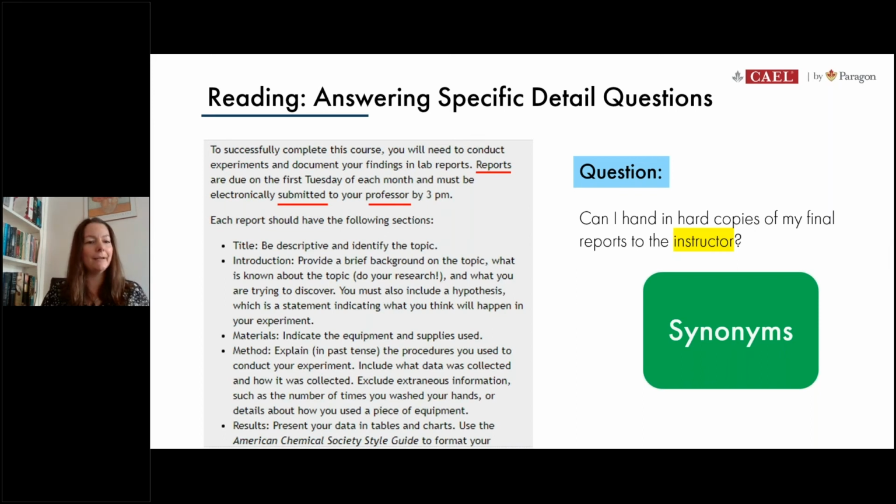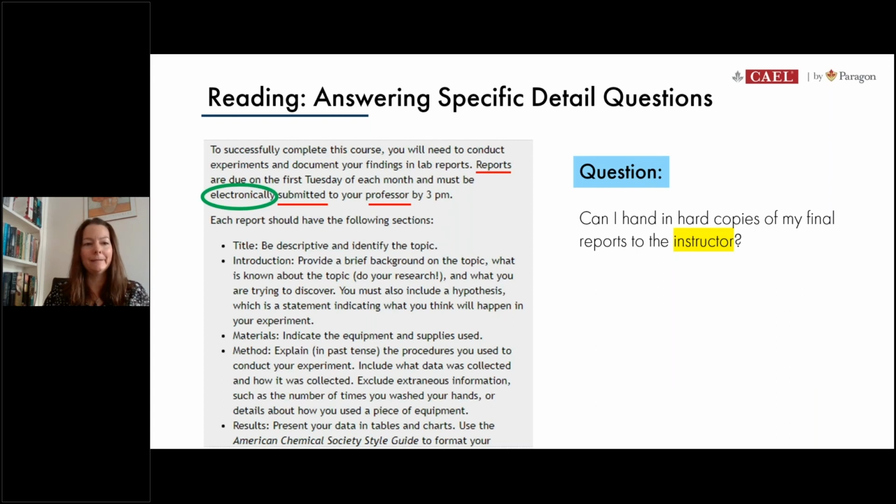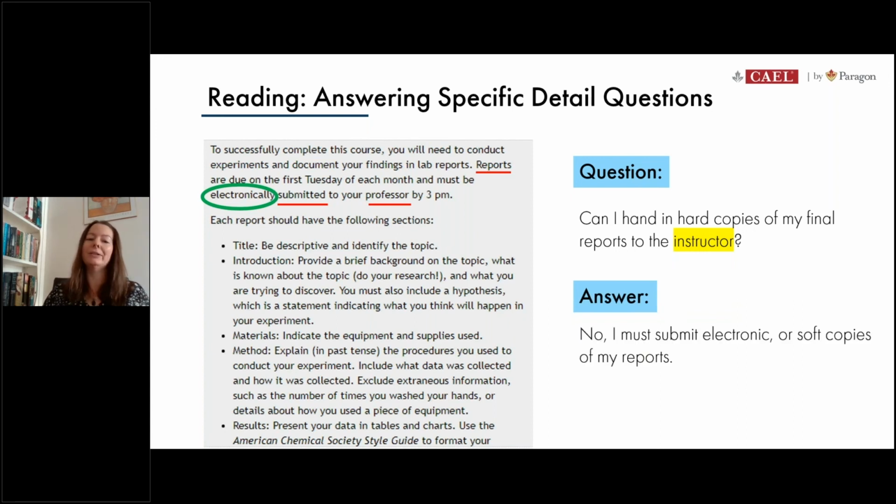It says that reports are due on the first Tuesday of each month and must be electronically submitted to your professor by 3 p.m. So I know that when reports are electronically submitted, another way to say that would be to submit a soft copy. Now my question asks if I can submit a hard copy or a paper copy. So I now know that that's not possible. I can answer my question and say no. I must submit electronic or soft copies of my reports to the teacher for them to be acceptable.